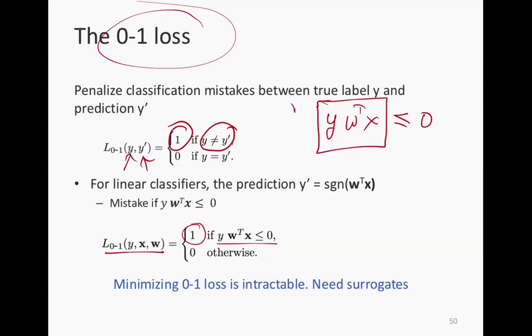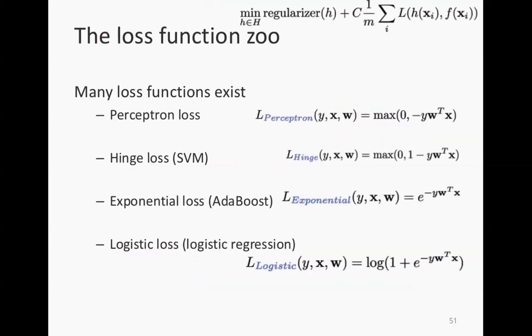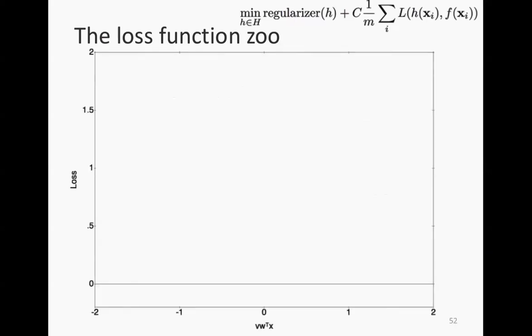There are many different loss functions that exist. We've seen the perceptron, SVM, logistic regression. It turns out AdaBoost also minimizes a loss called the exponential loss if all your features are the weak learners. And different loss functions, all of them involve this y w transpose x. So let's look at plots of these different loss functions. I'm not plotting AdaBoost because the exponential function grows a little too fast.